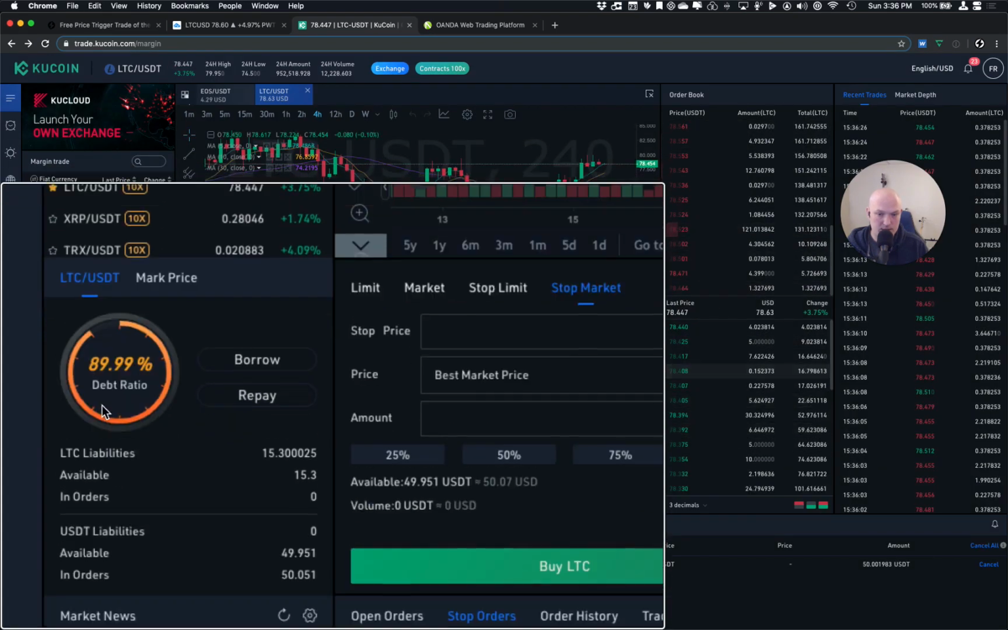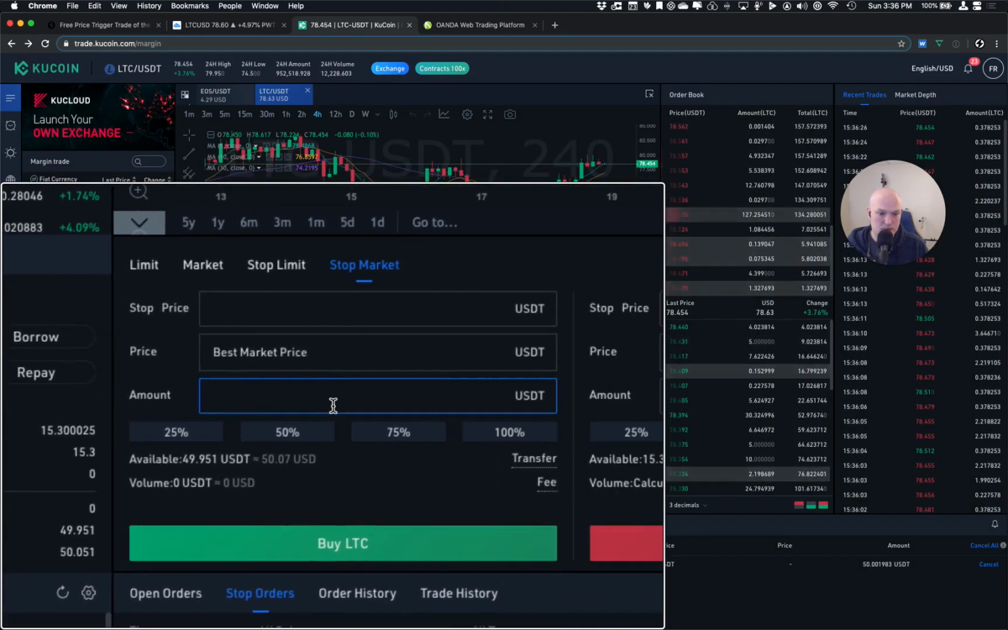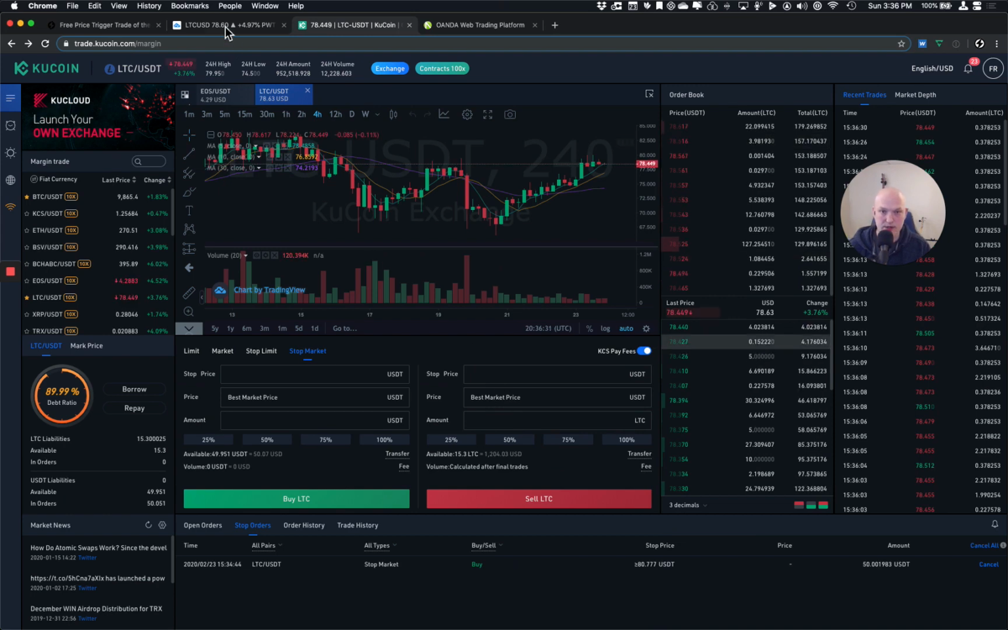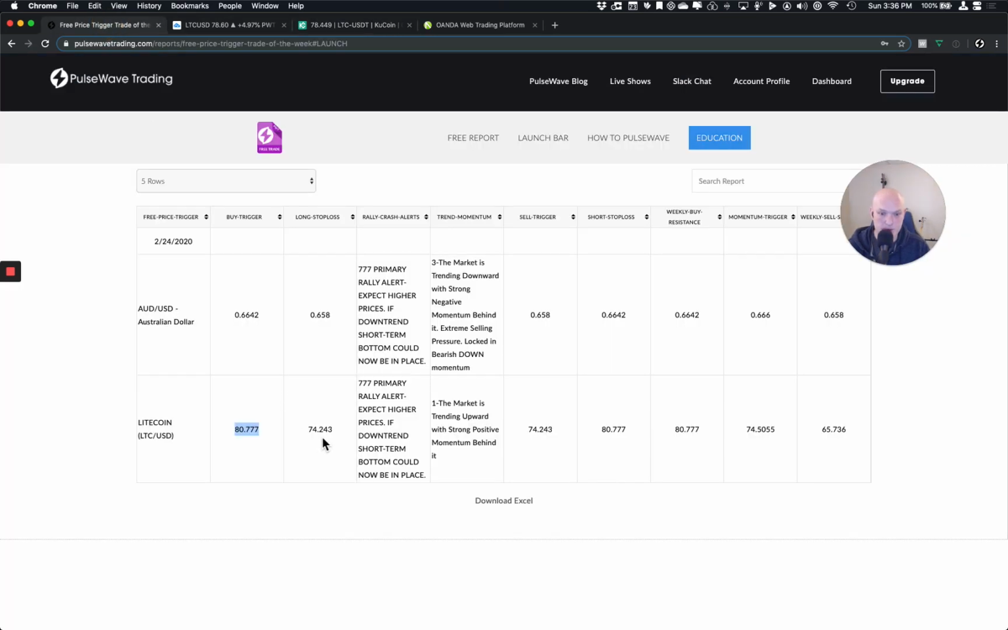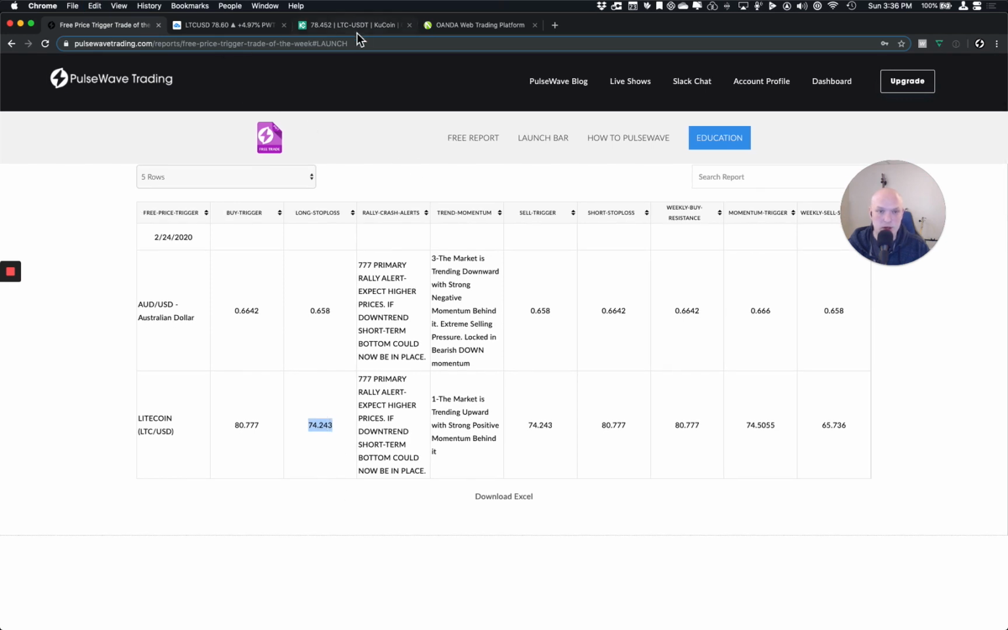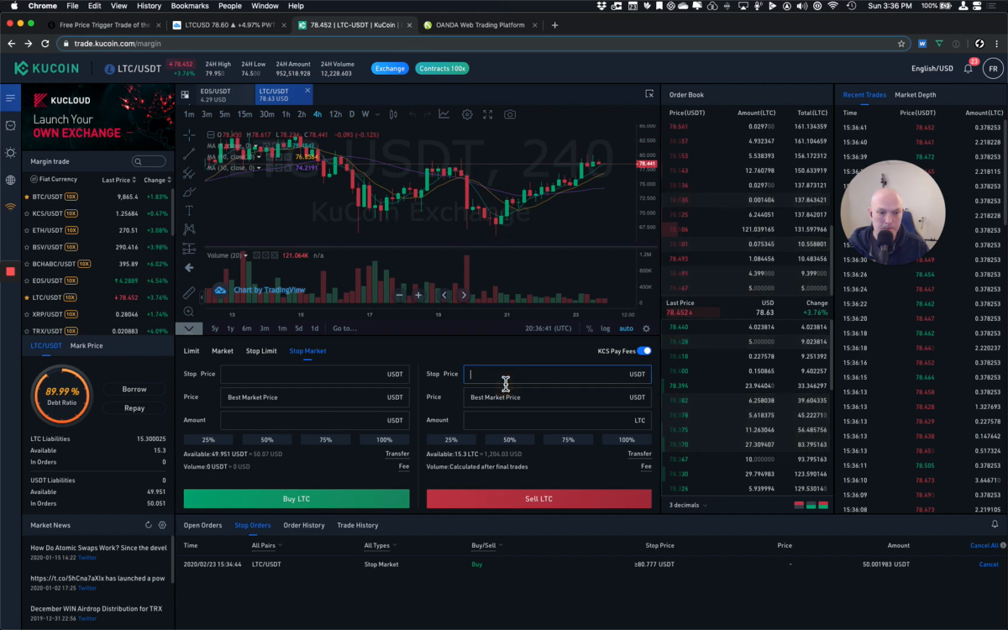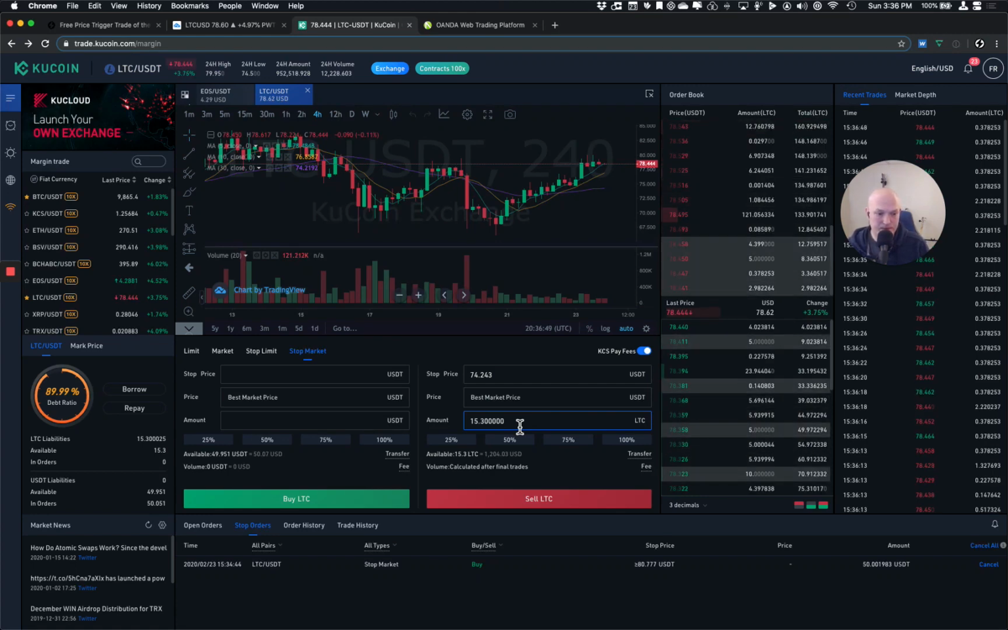You can see my debt ratio here. I borrowed a bunch. Now, how do we place that order, that stop order? We're going to get our long stop loss right there, 74.24. And so what we're doing with this is we're saying if the market crashes, I want to short Litecoin, and I want to profit when it goes down.